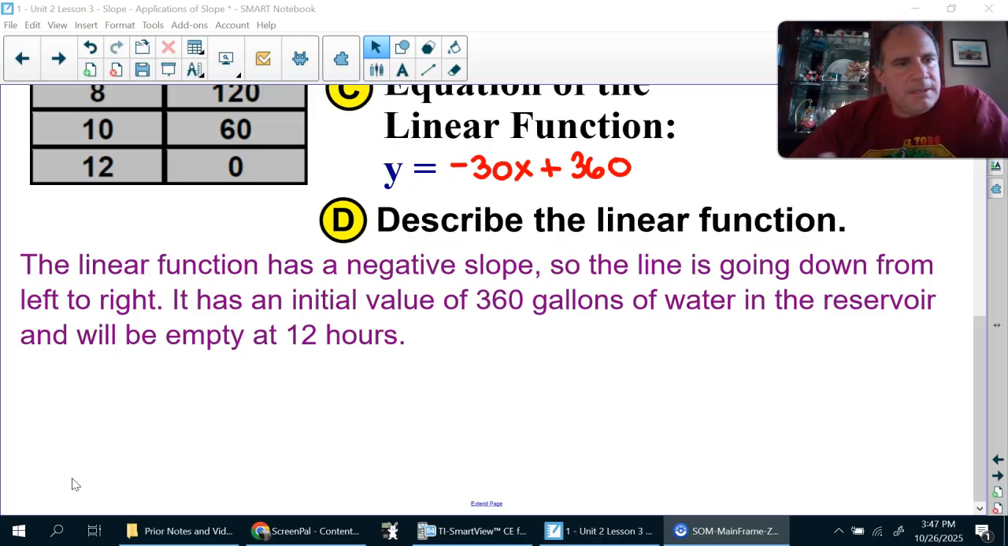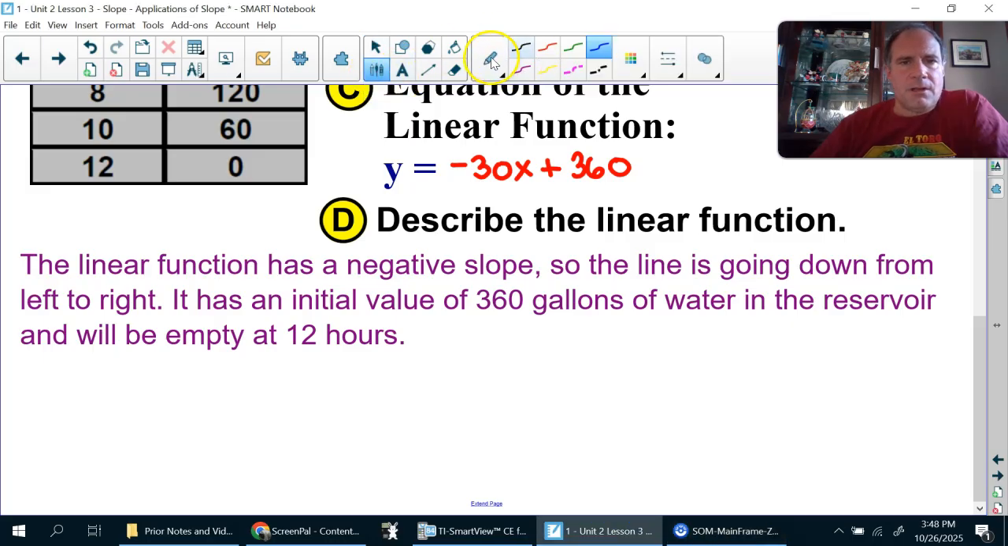So this is the linear function. I'm going to describe it. The linear function has a negative slope, so the line is going down from left to right. It has an initial value of 360 gallons. This is a reservoir of water and it will be empty at 12 hours. You see right here, it is 12, 0.